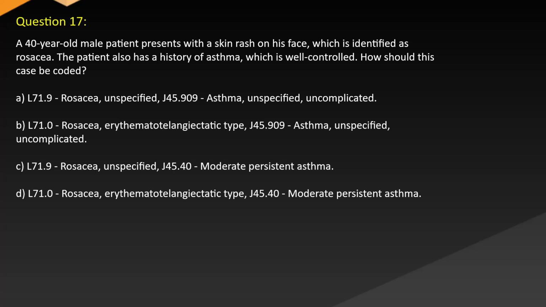A. L71.9, rosacea unspecified, J45.909, asthma unspecified uncomplicated. B. L71.0, rosacea erythematotelangiectatic type, J45.909, asthma unspecified uncomplicated. C. L71.9, rosacea unspecified, J45.40, moderate persistent asthma. D. L71.0, rosacea erythematotelangiectatic type, J45.40, moderate persistent asthma.